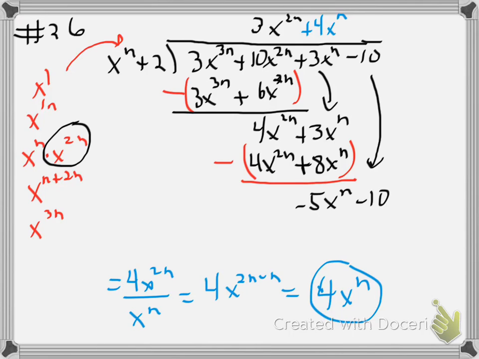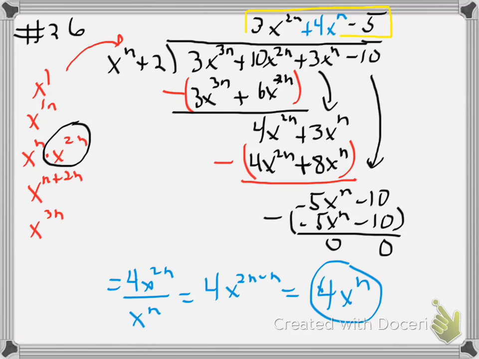And now I'm going to go through the same process, and that's going to be a minus 5 here. Negative 5 times x to the n is negative 5x to the n. Negative 5 times 2 is negative 10. Turns out when I subtract these, I get 0 and 0. So there's my answer at the top here. My answer is right here, at the top.